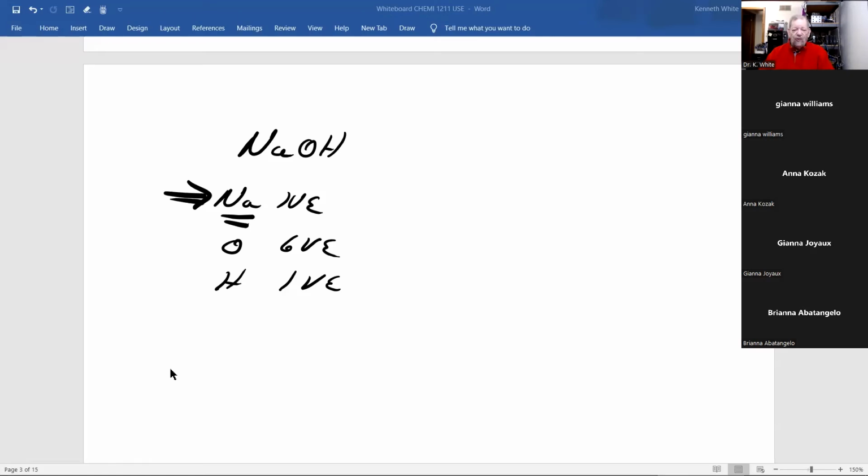Therefore, I can immediately write this, because sodium, lithium, and potassium always form a +1 cation. Now, oxygen has 6 valence electrons, hydrogen has 1. They say, let's share.